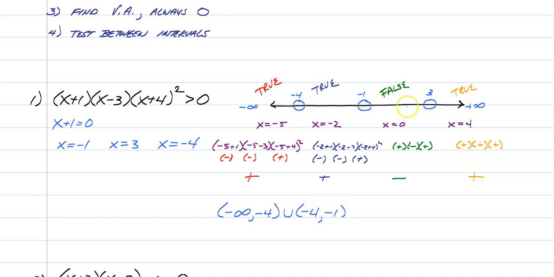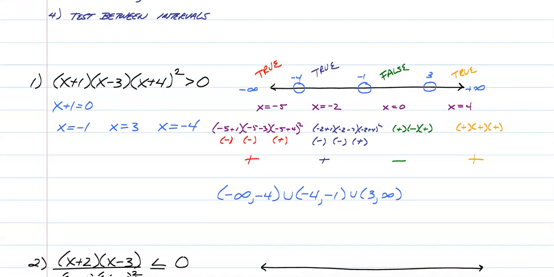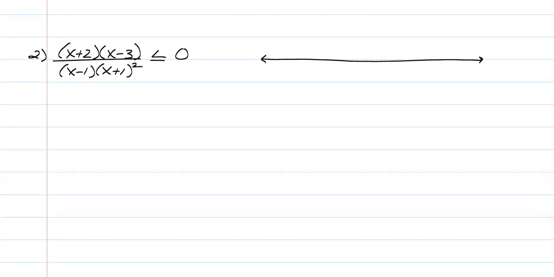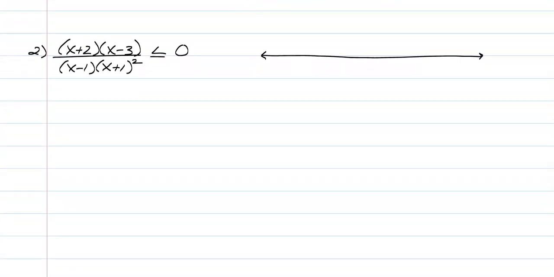And then it is false here, so we're not going to put anything for that guy. And then it is true from 3 to infinity. Okay? That's how you write your final answer. And that's it. Okay? So, this next example, you pretty much do the exact same way for the tests and everything. But the setup is just a little bit different.